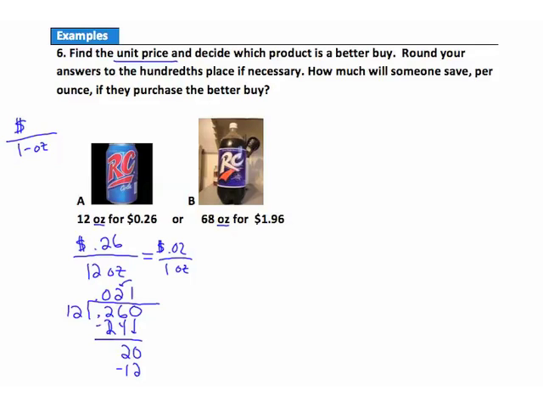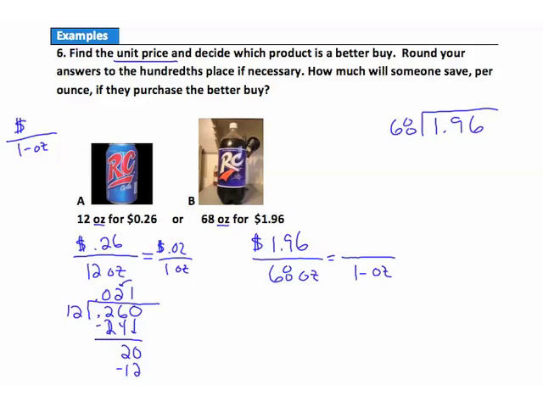Let's take a look at the next one here. So we have 68 ounces for $1.96. So the money goes in the numerator, 1.96, and we have 68 ounces in the denominator. So we are going to divide both the top and the bottom by 68. The denominator is easy. 68 divided by 68 leaves us with 1 ounce. The numerator, we are going to have to take 68 into 1.96. So let's come over here on some scratch work. 68 is going into 1.96.